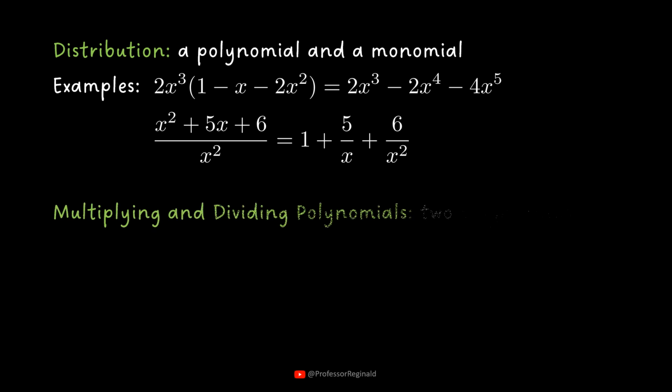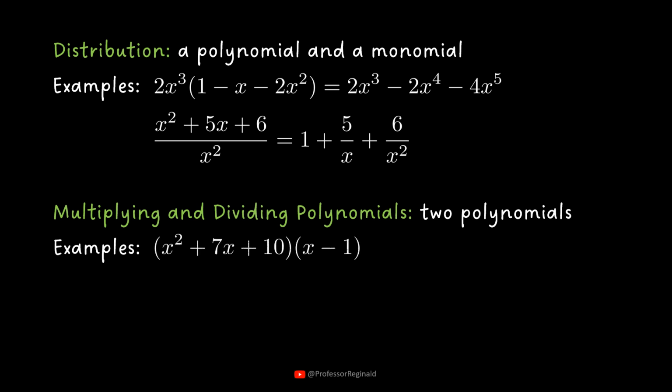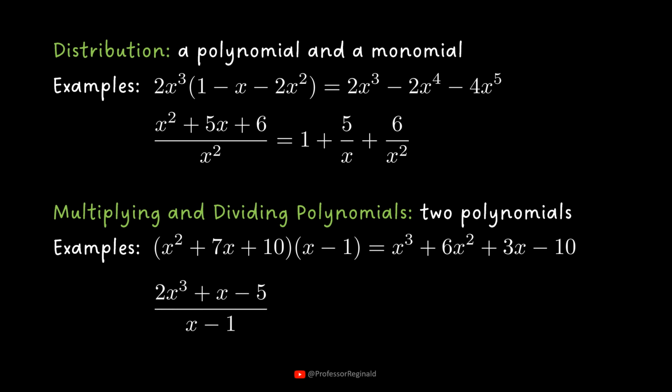Multiplying and dividing polynomials. Involve two polynomials. Multiplication. Multiply two polynomials by multiplying each term of the first polynomial to every term of the second polynomial. Then, get the sum of all these products. Division. When the degree of the numerator is greater than the degree of the denominator, divide two polynomials by performing long division method.